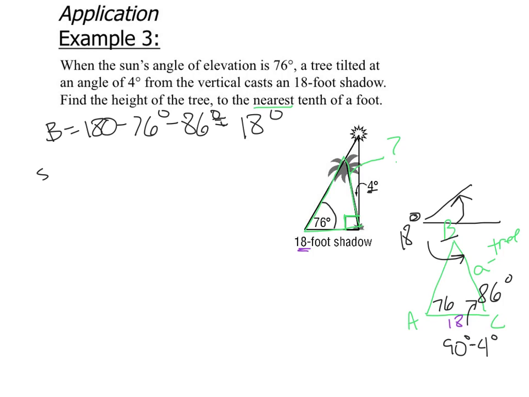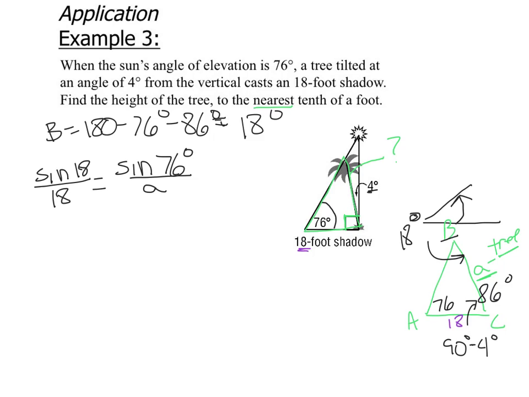So I'm going to say the sine of angle B, which is 18 degrees, over side B, which is 18, is going to be proportional. I'm trying to find side A, that's the length of my tree, so I want to say it is proportional to the sine of angle A, which is 76 degrees, over side A, which is what I'm trying to find. Remember, side A is the height of the tree.